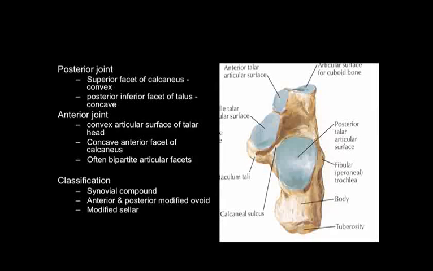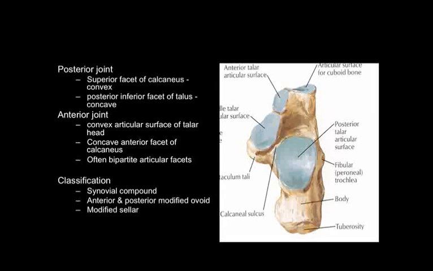Let's take a look at the joint surfaces. The posterior joint, the superior facet of the calcaneus is convex, and the undersurface of the talus will be concave. At the anterior joint, the surface of the calcaneus is concave, and the surface of the talus will be convex. And quite often this anterior joint is a bipartite or split articular surface.